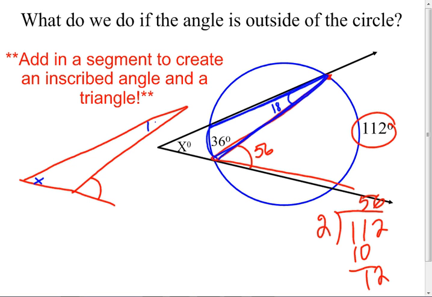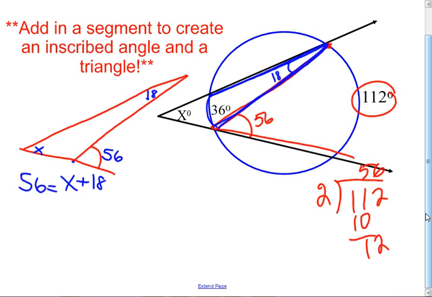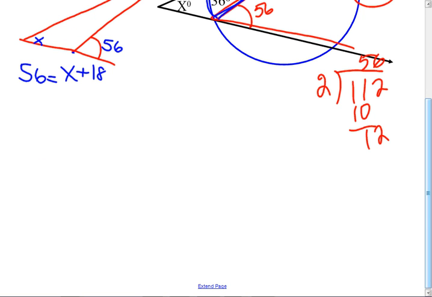This is 18. We can find this angle. We know that this is 56. Or I can use the exterior angle theorem that says 56 is equal to the sum of the two remote interiors, x plus 18. You could find that and add it up to 180, but it's the same thing. You get the same result. And so what's x? 38?